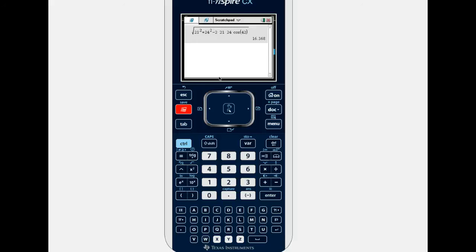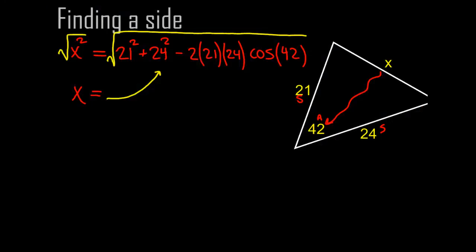And we get 16.36. So does that answer make sense? Let's go back and take a look at our problem and see, does 16.36 or so make sense for x? Does that look like it could be 16.36? And it does. It seems like a realistic answer. Okay, so that would be how you would use law of cosines to find a side.